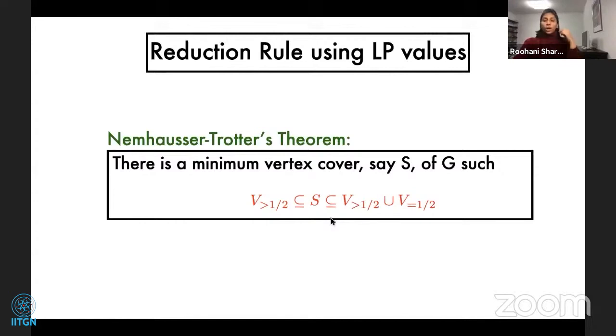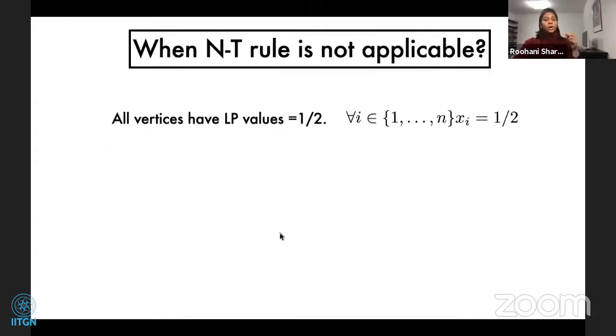And now note that when is it that we can't apply a reduction rule? We can't apply a reduction rule when all the vertices get LP values exactly half. So when we don't have any of the red and the yellow sets, that's when there is a dead end. But that's not a difficult thing, because when we reach this situation, the optimum LP value, which is the summation of x, will be exactly equal to n by 2, because each vertex takes value 1 by 2.